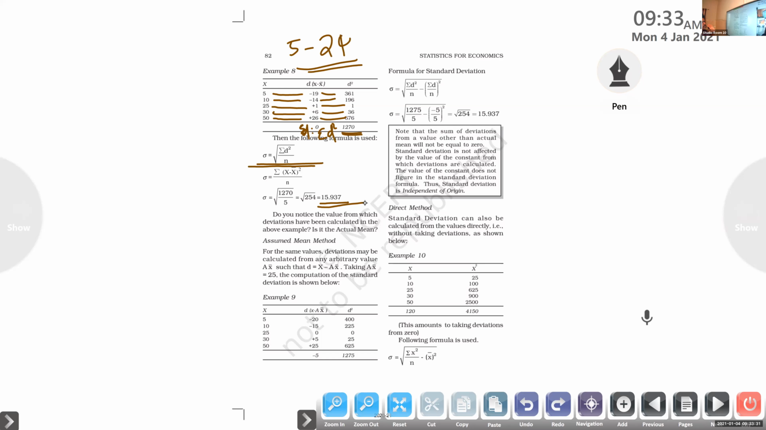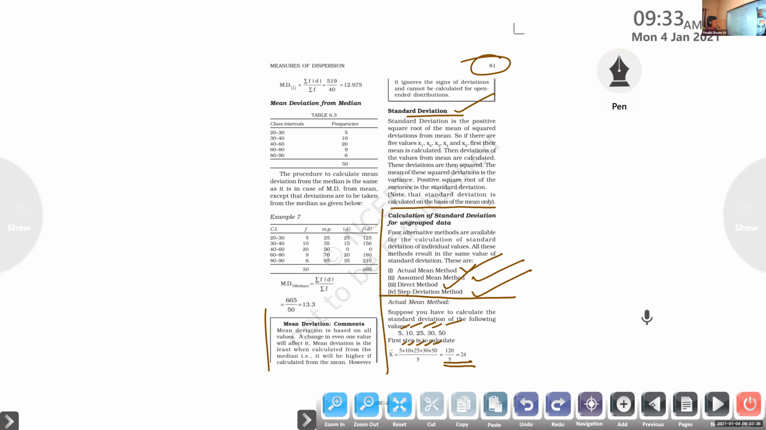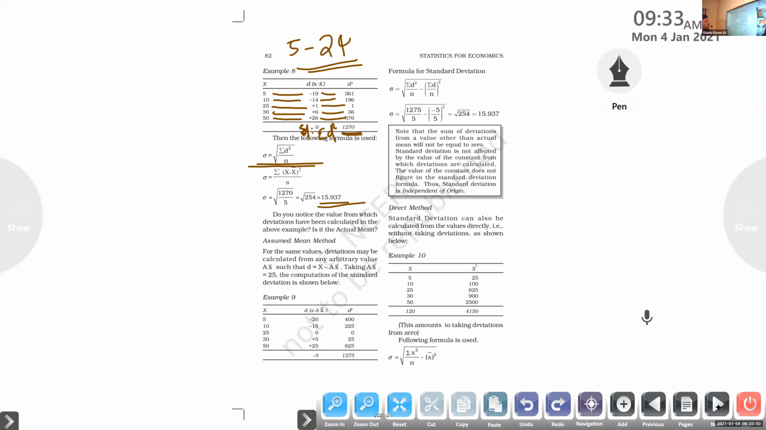You already learned this in mathematics class, I know that. So just observe it clearly. First of all, we want to find the mean of the values. It is the actual mean method. So find the actual mean. It is 24 here. For these values, the actual mean is 24. Now we want to find the deviation from the values. So 5 minus 24, minus 19, 10 minus 24, minus 14, 25 minus 24 is 1, 30 minus 24 is 6, and the next one, 50 minus 24, is 26.